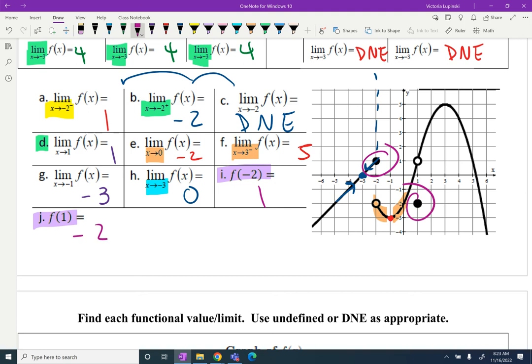-2. It's the closed circle. And again, the more you do of these, the easier it will get. So to finish us up, look at the back.